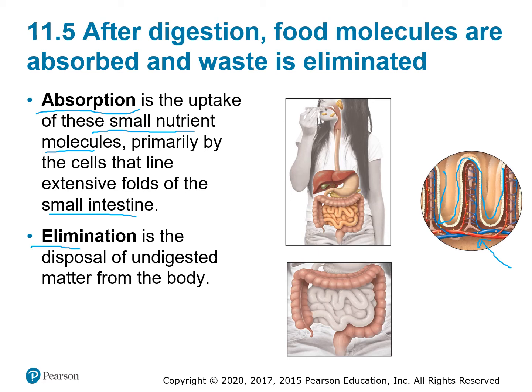So elimination is the last step. It is the disposal of undigested matter from the body. So you've probably heard about certain materials, like cellulose in plants, that we cannot digest. And those are eliminated from our body. But they're very, very important, right? That's part of fiber, and fiber is very, very important for your gut health.